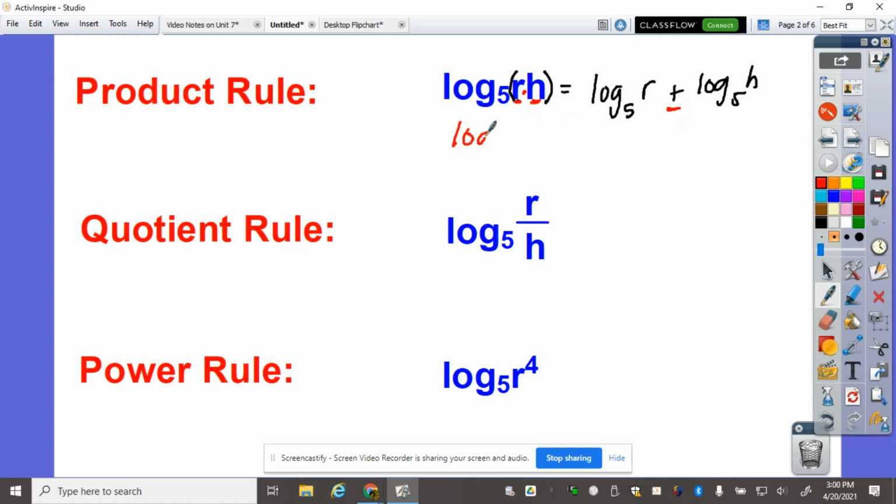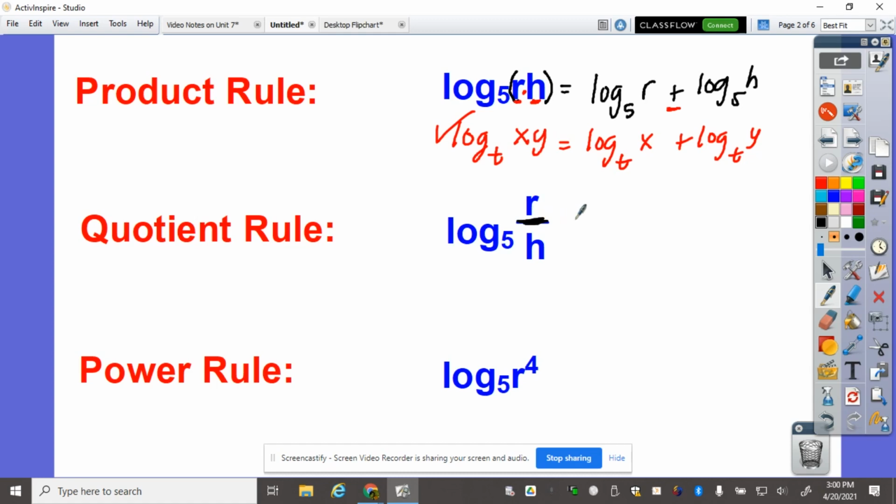So for example, if you have log of xy to the base of t, you can make it as log of x with a base of t plus log of y to the base of t. There you go.